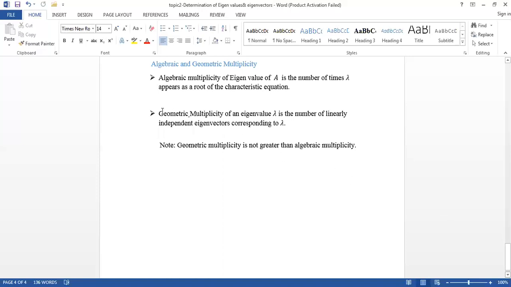Similarly we calculate geometric multiplicity. The geometric multiplicity of an eigenvalue lambda is the number of linearly independent eigenvectors corresponding to the eigenvalue lambda. The number of linearly independent eigenvectors corresponding to the eigenvalue lambda is n minus r, where n is the number of unknowns and r is the rank. Note: geometric multiplicity is not greater than algebraic multiplicity.